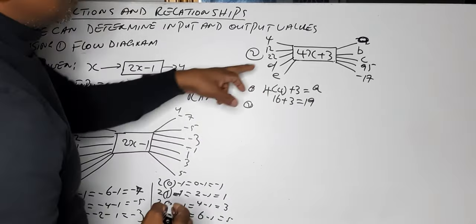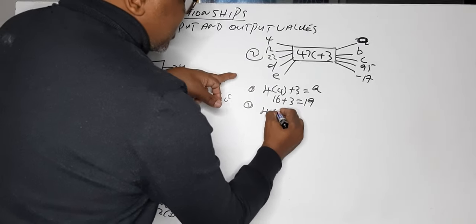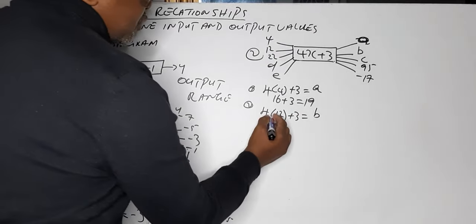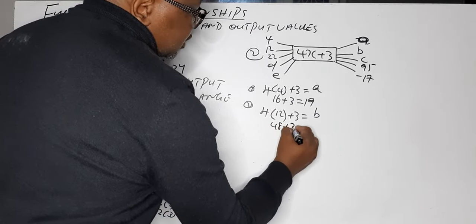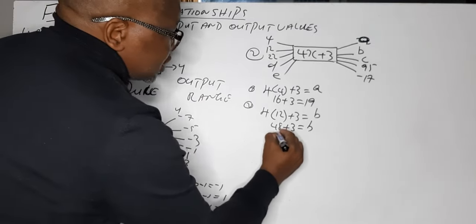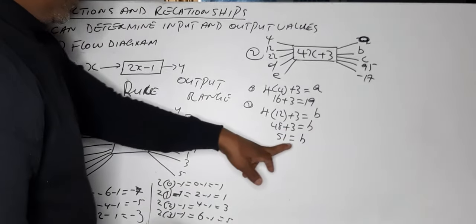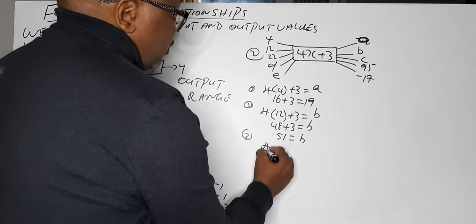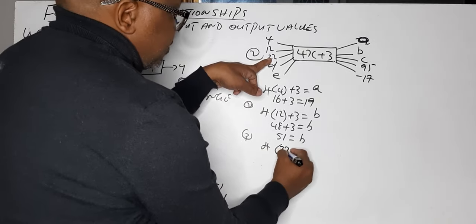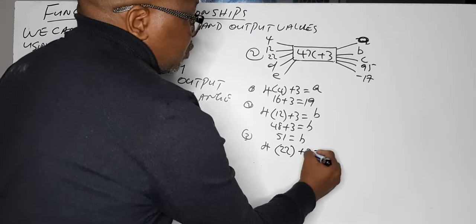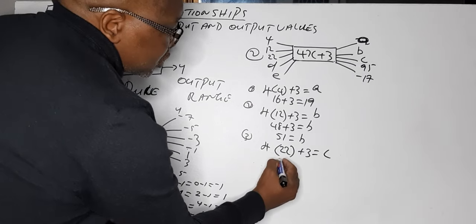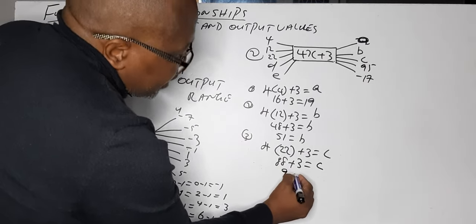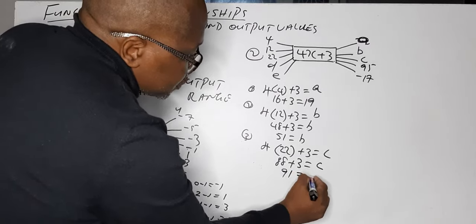That is number one. Number two, you will be having your 4 into x, and your x now is 12, plus 3 is equals to B, the outcome. So 4 times 12 is 48, plus 3 is equals to B, and that is 51 is equals to B. Therefore, your B is 51. Then you go to number 3. Again, you'll be having your 4x, x is 22 now, plus 3 is equals to C. So what is 4 times 22? It is 88, plus 3 is equals to C. Then this is now 91 is equals to C.